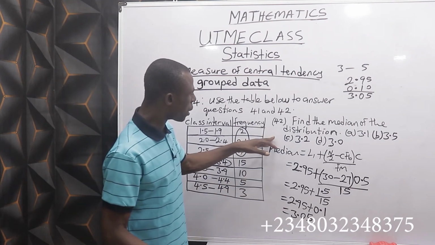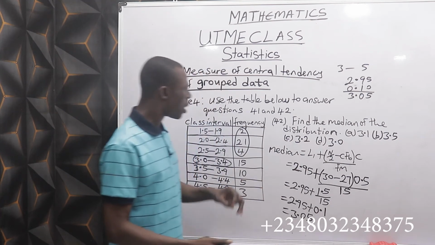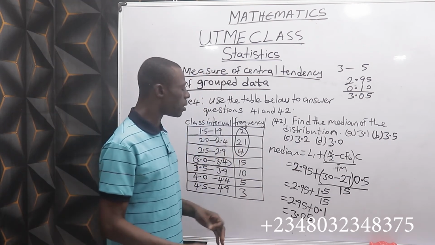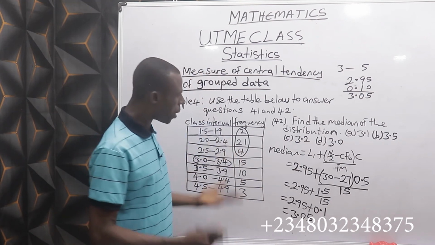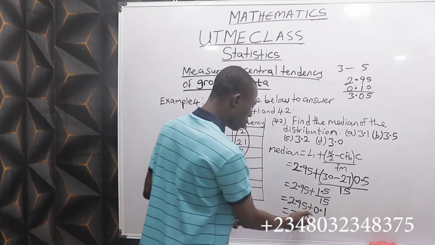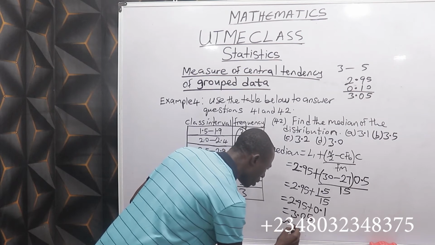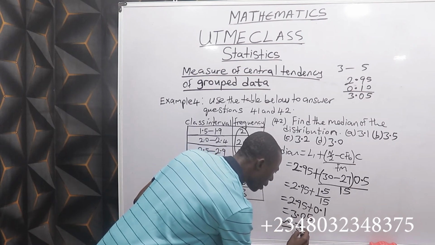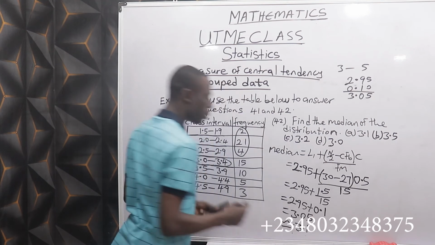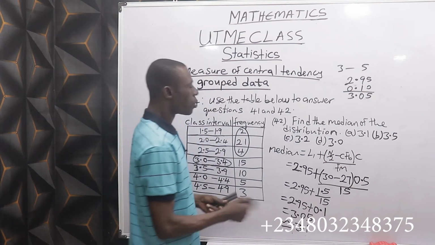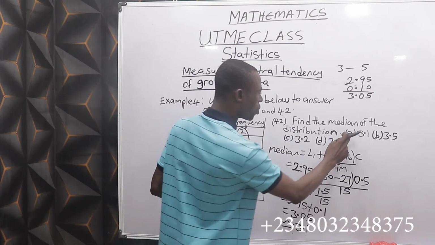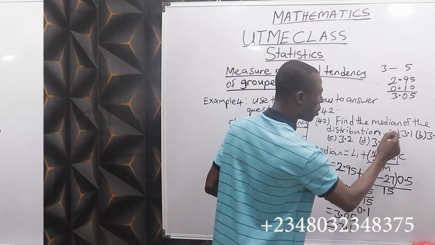But looking into the options, you can see that the options are left in 1 decimal place. So you convert this to 1 decimal place as well. Approximately, this will be 3.1 to 1 decimal place. So our correct option is option A.